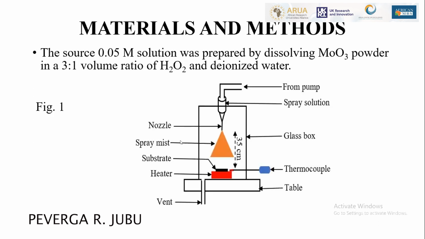Materials and methods. We prepared a 0.05 molar solution using molybdenum oxide powder, which was dissolved in a 3:1 volume ratio of hydrogen peroxide and deionized water. Figure 1 here shows the schematic of the spray pyrolysis system. The substrate was placed at a distance of 35 centimeters away from the spray nozzle to receive the spray mist.